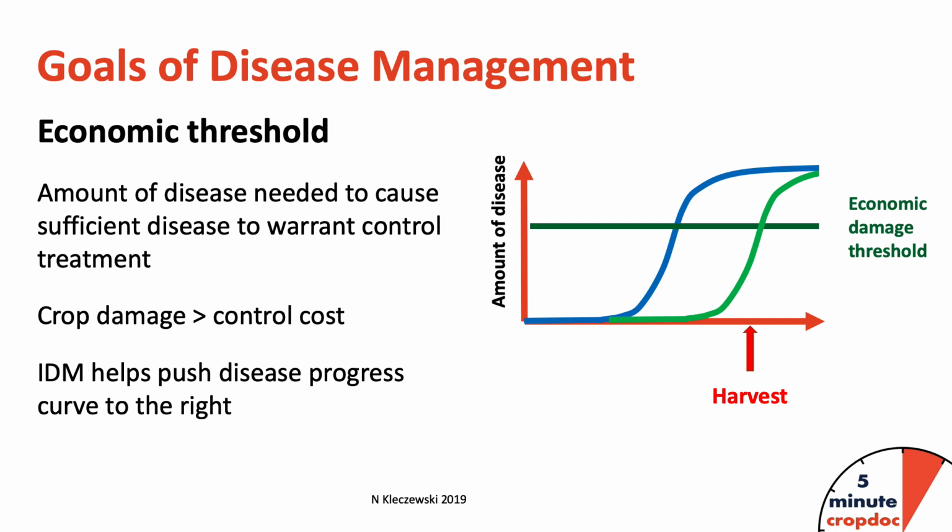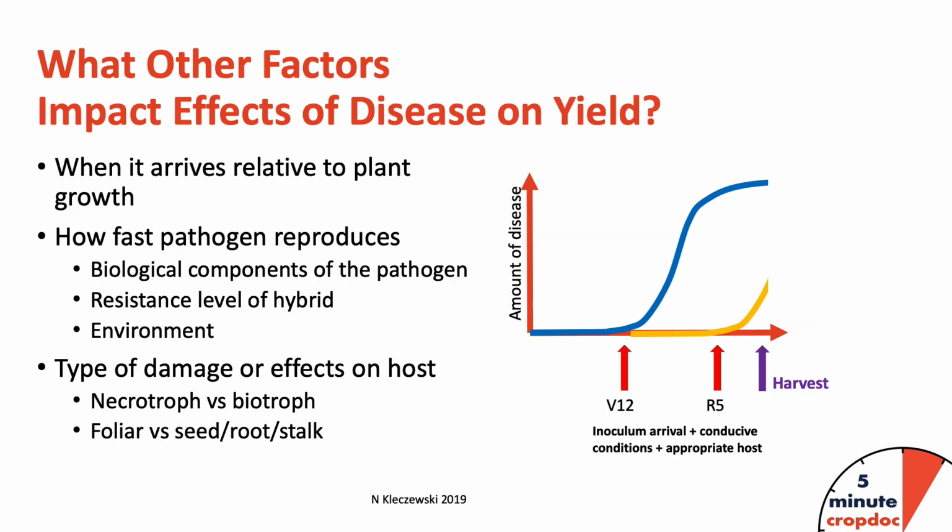If you think about this in terms of a graph, the amount of disease on the y-axis, and then the time on the x-axis here, that blue line there would represent a disease that's not managed. You see how it starts up early. By the time you harvest, you've got a lot of disease and potential yield loss. However, if you manage through integrated disease management, the amount of disease you have stays underneath the amount that would be that economic threshold, and therefore you're not losing significant amounts of yield.